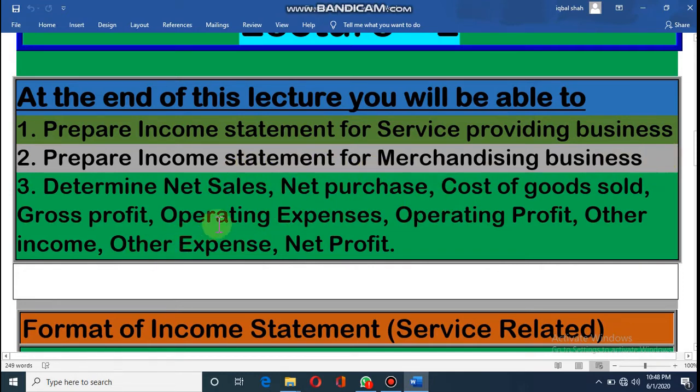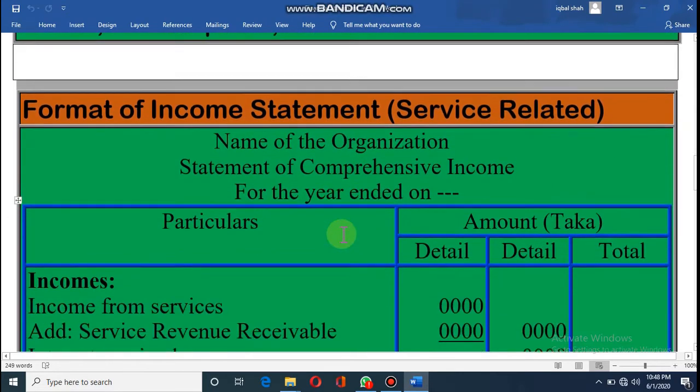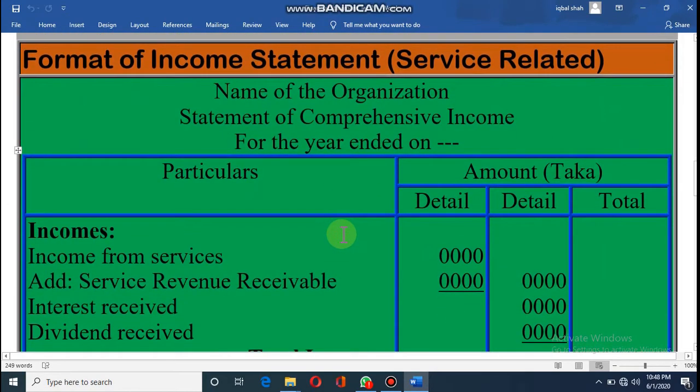You can determine net sales, net purchase, cost of goods sold, gross profit, operating expenses, operating profit, other income, other expense and net profit. Dear student, let's come to our class. First, the format of the income statement of a service related organization. Last class we discussed the income statement of a service related organization.